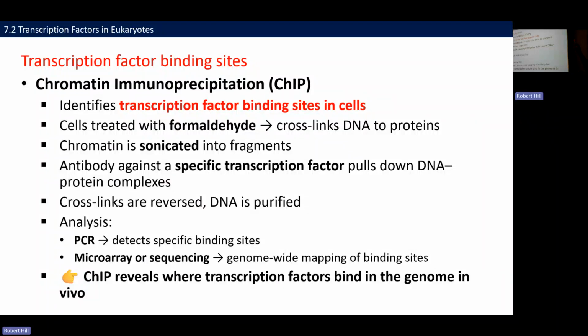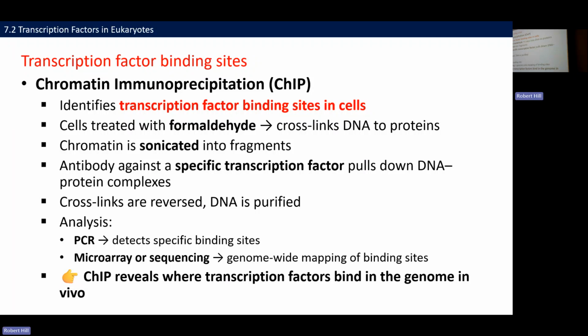So it permanently links DNA to proteins. So any proteins, any transcription factors that are bound to DNA are going to stay locked onto the DNA and bound. All right, so the next thing you do is you sonicate your chromatin, right? You don't want large chromosomes to work with. Instead, you want to blast those things up into little pieces, right? Sonication uses high-frequency sound waves to break up DNA.